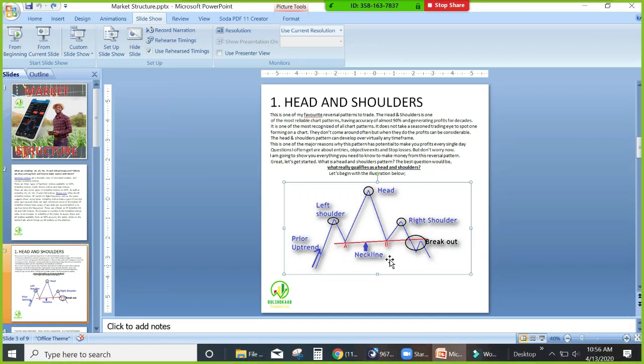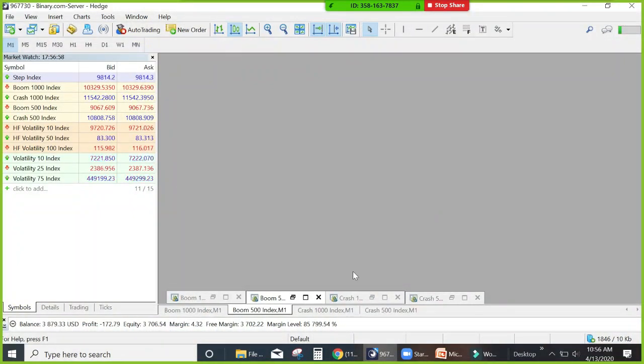So basically, we need to understand the shoulders and head. But for that, when you are a beginner, you need to find where the shoulders are, where the trends are, where the market is, and also how volatilities are. And we need to also have an account, like a real account or demo account on binary.com.